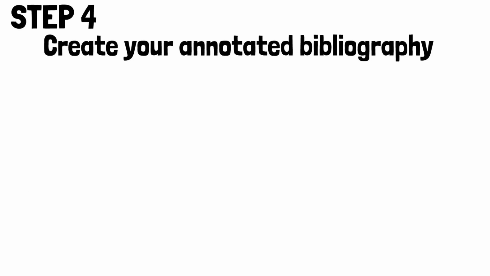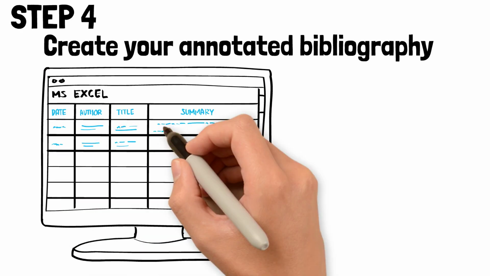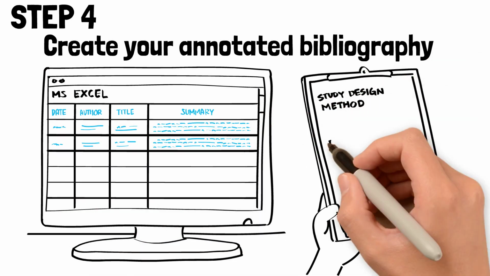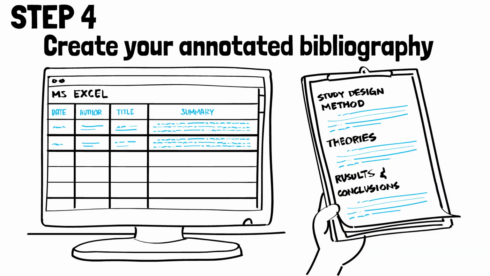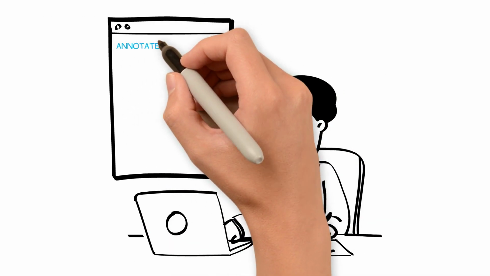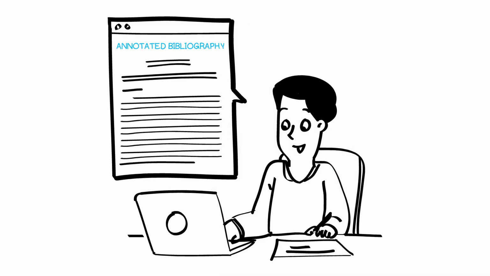Step 4. Create your annotated bibliography. Now read the documents, then write a short summary about each source. You can do all this in your Excel document. Also make notes on the study design methods, theories used, the results and conclusions. Make note also of your own critical analysis of the publication. For example, did the study results differ from what others had been reporting? This is your annotated bibliography.